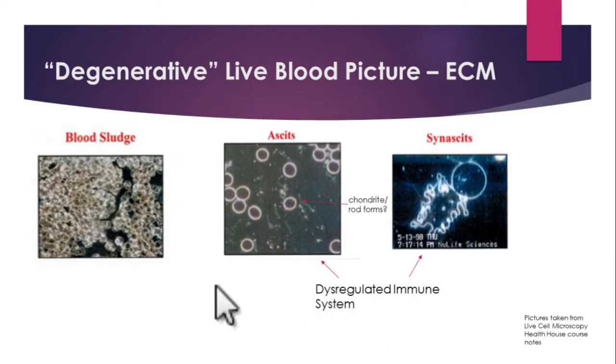So we can also see a degenerative blood picture where there's a blood sludge, which means your blood is very acidic. Or we can even see polymorphic stuff going on surrounding your cells, such as rod forms, which, if you have a lot of these, may indicate that you have a depressed immune system.